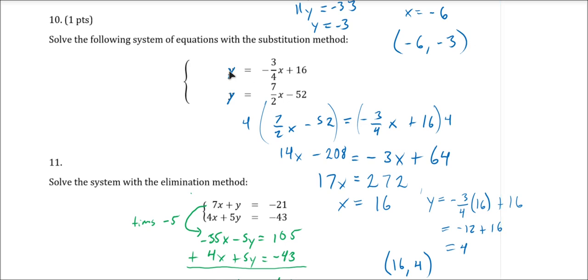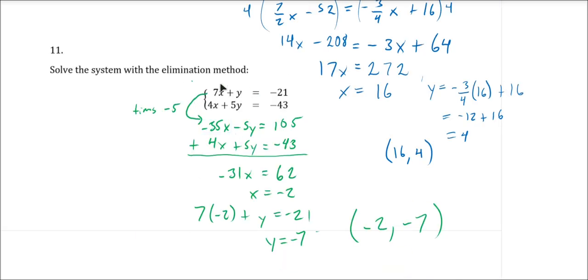Likewise for this one, well, they're both solved for y, so substituting one into the other means setting them equal to each other. If I do this, I can clear denominators by multiplying on both sides by 4, and now it's just a simple linear equation, so we group like terms, divide off our coefficient, and we get 16 for x. Plugging that back into either equation, we'll get 4 for y, which gives us our ordered pair of the solution. For number 11, they ask us to solve by the elimination method.